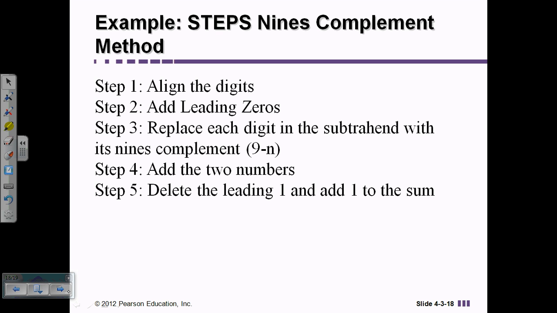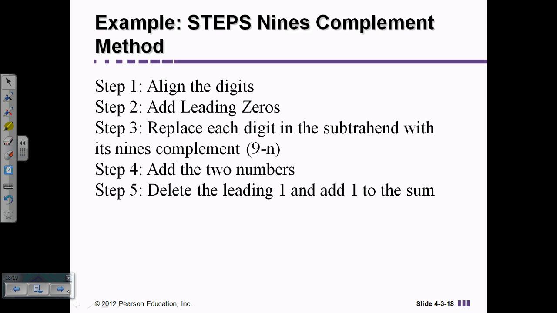So our last example is what we call the nines complement method. And I wrote down 5 steps. The book actually lists 4 steps because it combines 3 and 4 together. But what we're going to do with the nines complement method is align the digits. So in other words, just like we do with subtraction, you line up your ones place, your tens place, your hundreds place. Then we're going to add any leading zeros. So any numbers that don't have a match, we're going to add a 0 on.